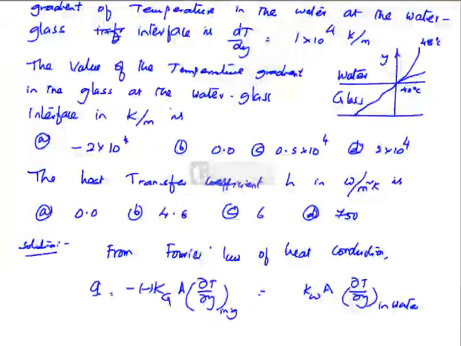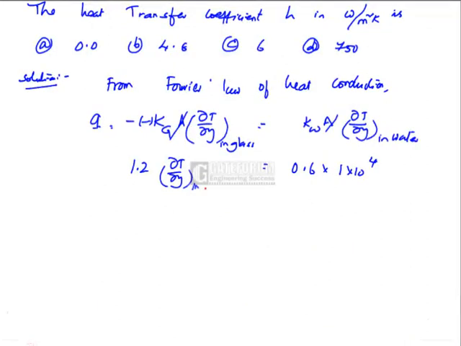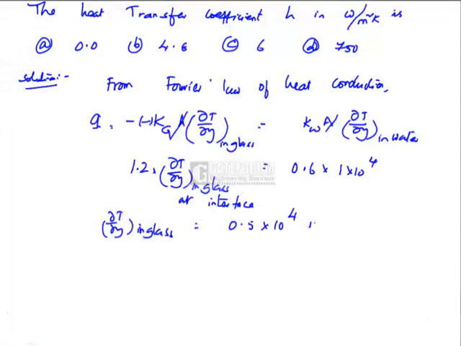This is dou T by dou y in glass. k of the water is given as 0.6. A and A get cancelled. What is the spatial gradient of temperature in water at junction? That is given at the interface, 1 into 10 power 4. Therefore, k of the glass, which is 1.2, times dou T by dou y in glass at interface. Therefore, dou T by dou y in glass is equal to 0.5 into 10 power 4 Kelvin per meter. That is the answer C.